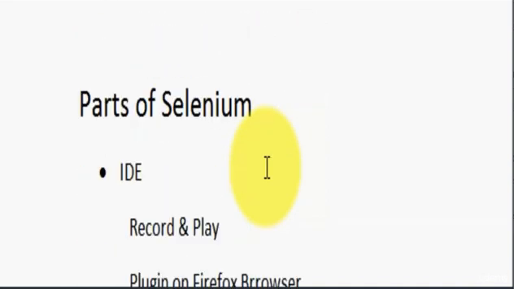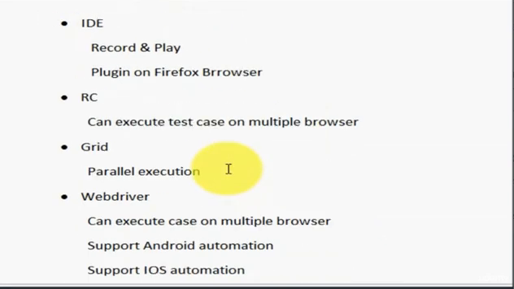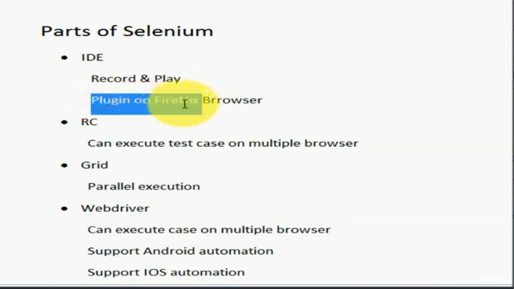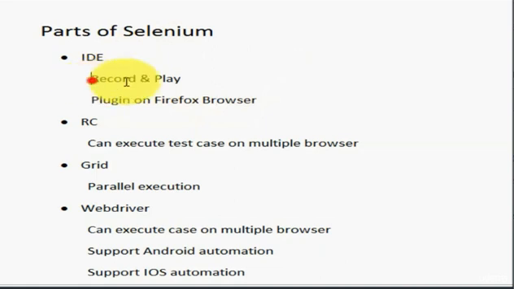Moving to next, the parts of Selenium. So we have parts or components of Selenium. We have 4 components: Selenium IDE, RC, Grid and WebDriver. Selenium IDE is used for record and play. It's a plugin on the Firefox browser. We are going to install a plugin on the Firefox browser, and it supports record and play, meaning we can record our test cases, we can play our test cases as well, but only on the Firefox browser.